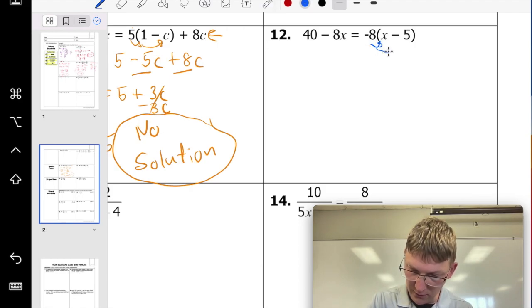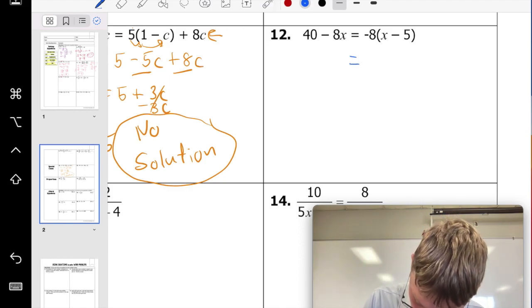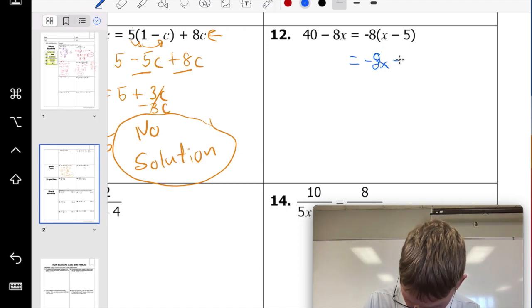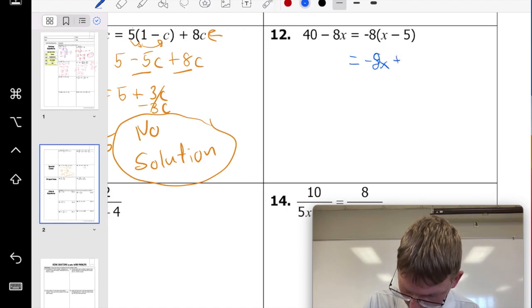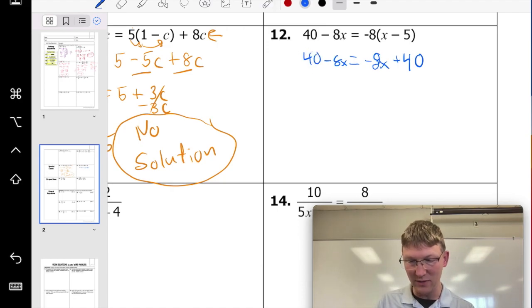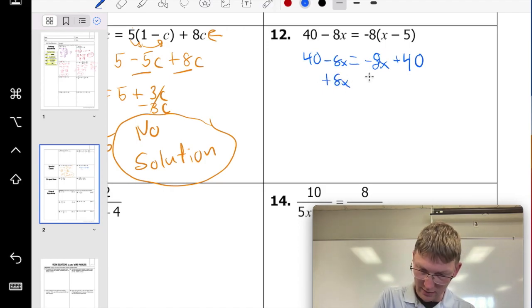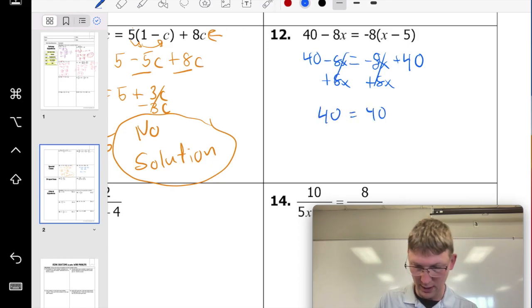So we're going to distribute first. So our negative 8 is going to go into x. So on the right side of this equation, we have negative 8x. Negative times a negative is a positive. 8 times 5 is 40. So then we have negative 8x over here and 40. So you can see they're kind of the same on both sides, but we'll just see it through. So if we add 8x to both sides, that cancels that out, and we have 40 equals 40.